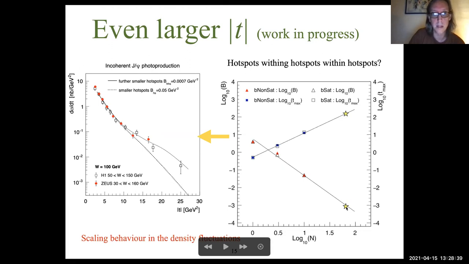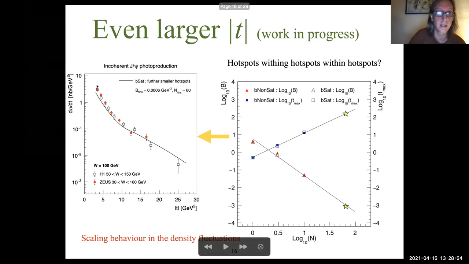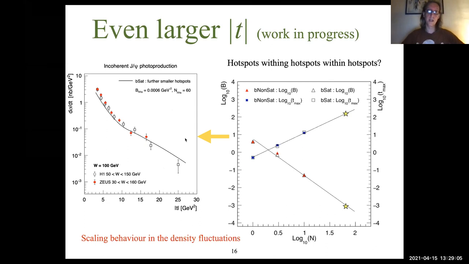So that is 7 × 10⁻⁴ in the size, in the width of the hotspots, and something like 60 even smaller hotspots here. And for B_sat, we also get something which reasonably describes the data here, 6 × 10⁻⁴ and 60 smaller hotspots. So that's quite interesting that the t spectrum seems to suggest that there is some sort of self-similarity, some sort of scaling behavior of the substructure of the gluon spatial densities inside of protons.